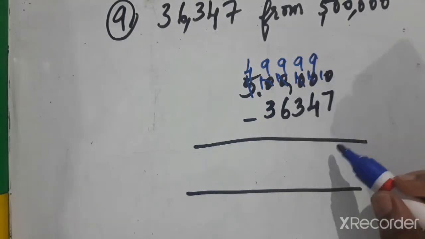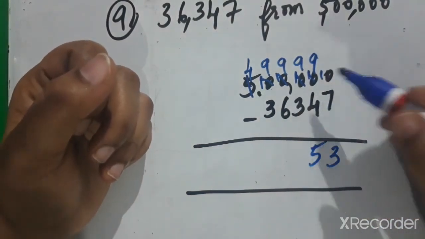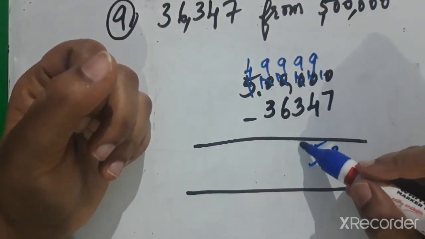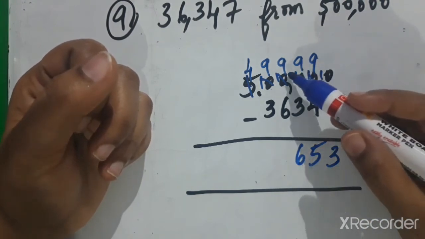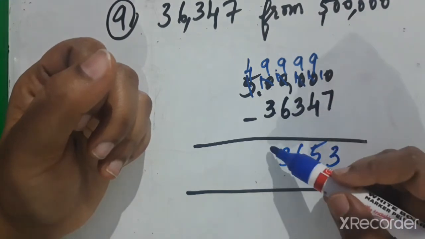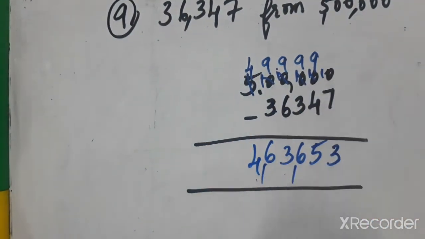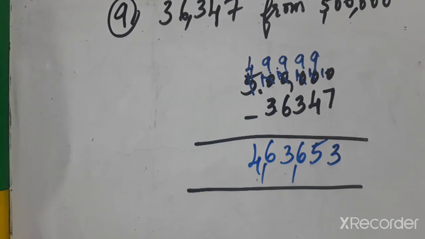Now 10 minus 7 is 3. 9 minus 4 is 5. 9 minus 3 is 6. 9 minus 6 means 3. 9 minus 3 means 6. Now 4. Answer is 4,63,653.